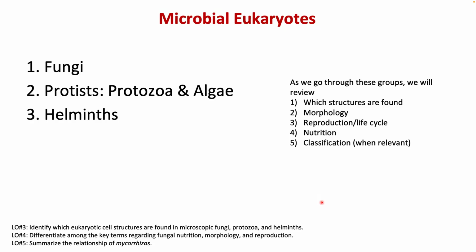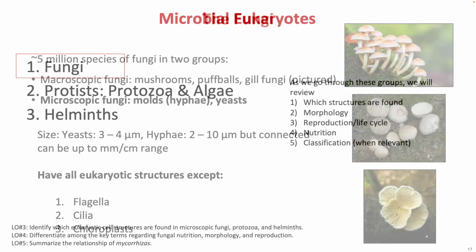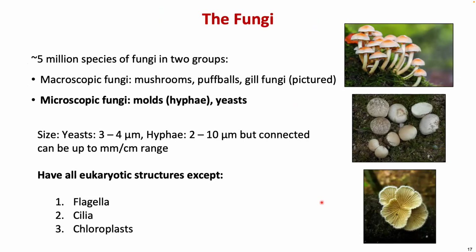So now let's talk about the microbial eukaryotes. Under this, we have fungi, we have protists, which consist of protozoa and algae, and then we have the helminths. So we'll go through this group by group. You shouldn't worry about it now. But the first we'll tackle is fungi.